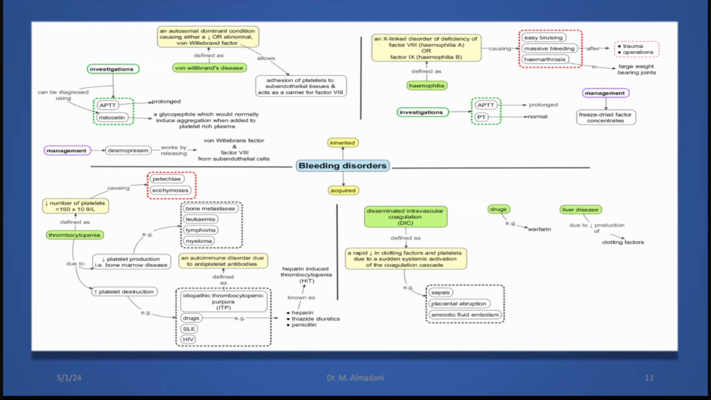What do you think? 10 days maybe. 10 days, to prevent bleeding during the surgery. Okay, let me clarify this and put this all together. So, what is the half-life of the aspirin?